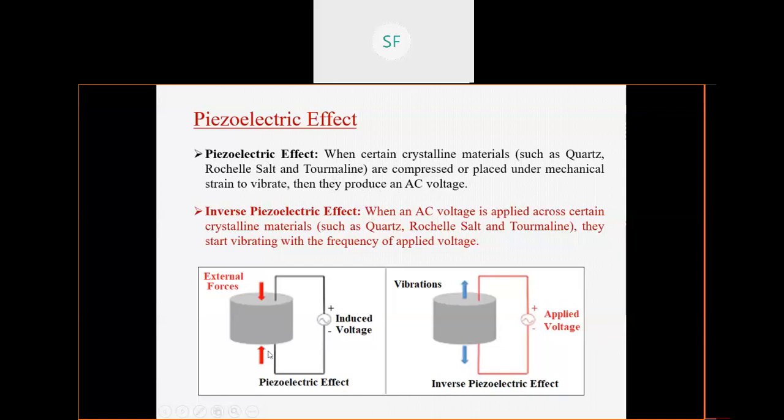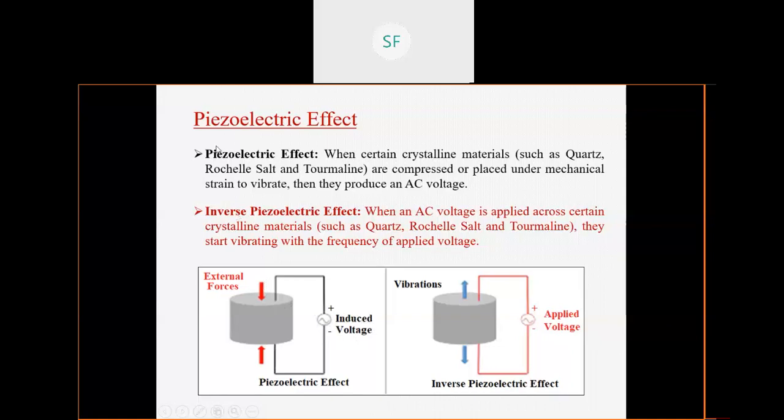So this is the diagram which is used to show what exactly a piezoelectric effect is. Suppose this cylindrical shape is your crystal, and you are pressing an external force on this crystal. These red arrows indicate that you are applying external force. So when you apply external force to the crystal and measure the voltage across it, some amount of voltage will be induced across it due to the application of external force.